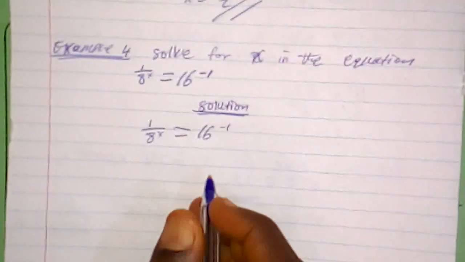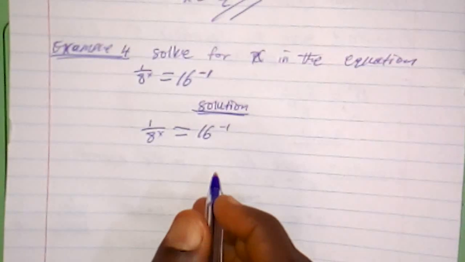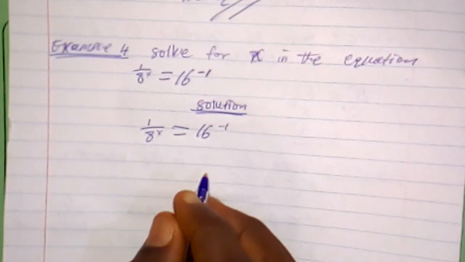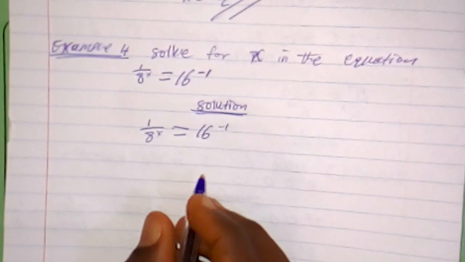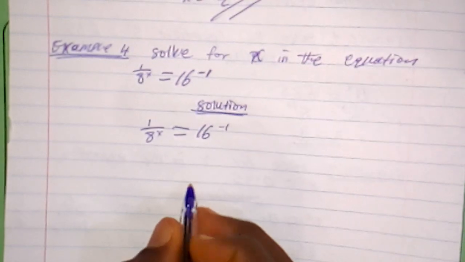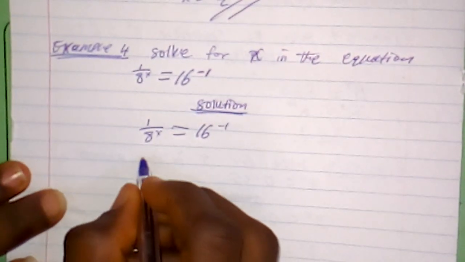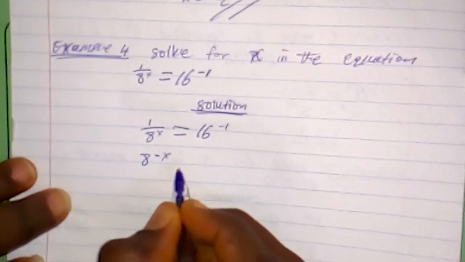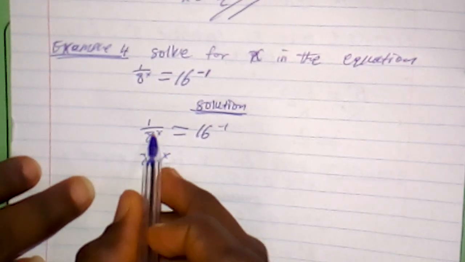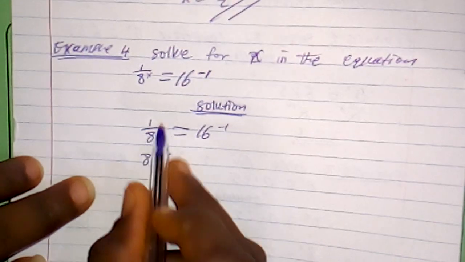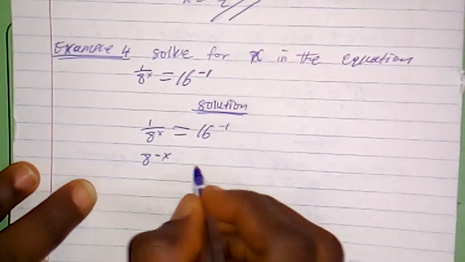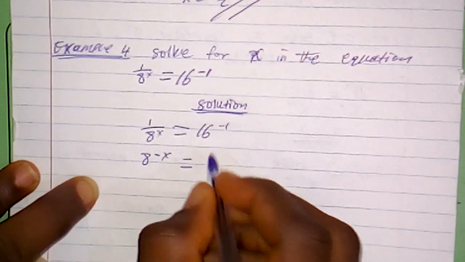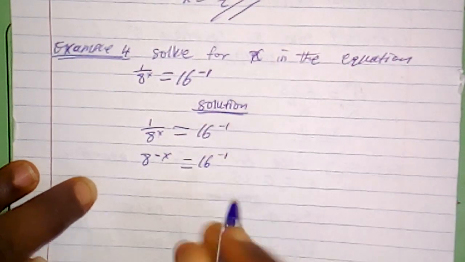What are we going to do? Take note. I told you that anytime you see a fraction, you must remove the fraction by giving what? The negative power, right? So it's supposed to be 8 raised to the power minus x. Do you see? Giving a negative sign. So here is plus x, but when you remove the fraction, it becomes minus x, equals to 16 raised to the power minus 1.